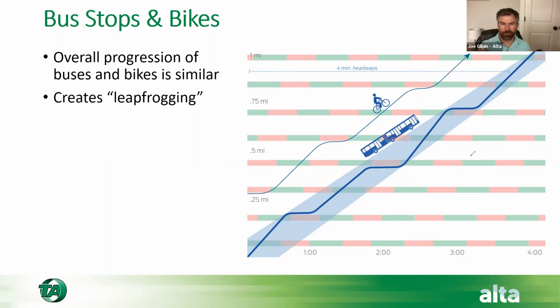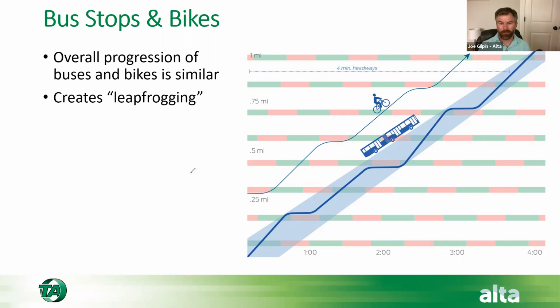What we've noticed is that when you add in the dwell times for stops, you have a similar progression speed on a lot of roadways that have transit and bikes. That creates a leapfrogging effect. Bicyclists will come up on a bus while it's pulled off to the bus stop and have to figure out how to get around it. Then the bus passes them on the next block and immediately pulls off the road again and blocks the bicyclists on the block after that. This happens over and over because they have similar speeds of progression along the corridor.